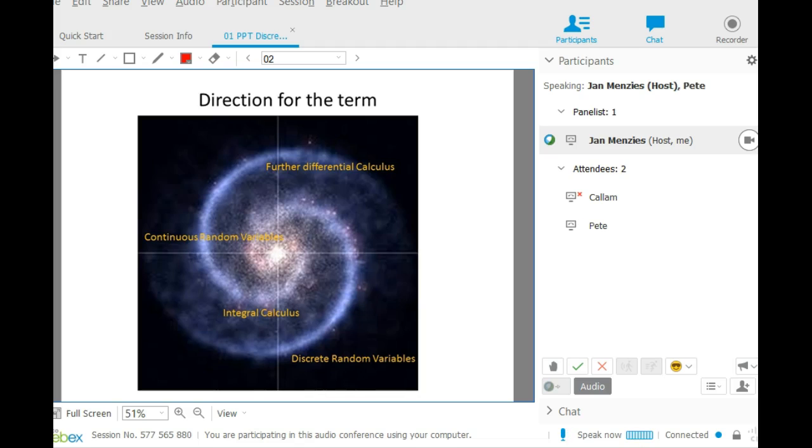I just want you to be aware that term two is very demanding. You might have thought term one was demanding. Well, now you've got all those skills under your belt, and we're going to go even faster. In maths, in term one, we spent 10 weeks on further differential calculus. Today we're going to start continuous random variables. Then we're going to go on to integral calculus.